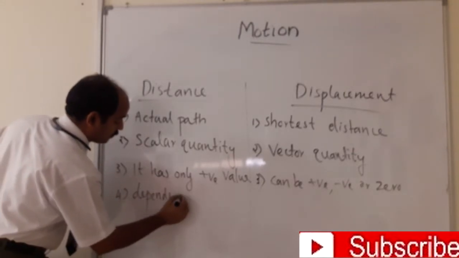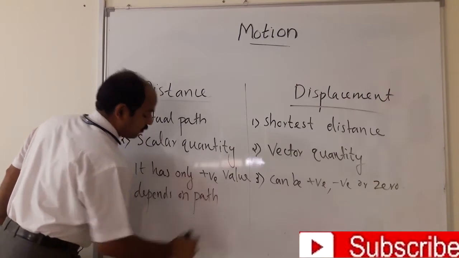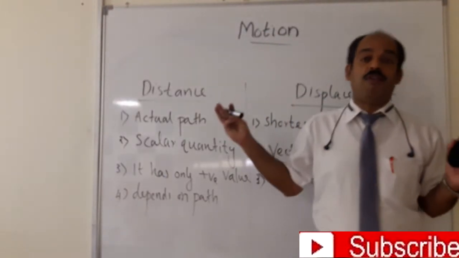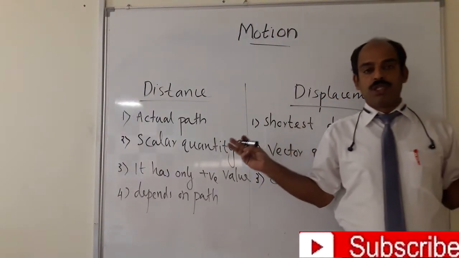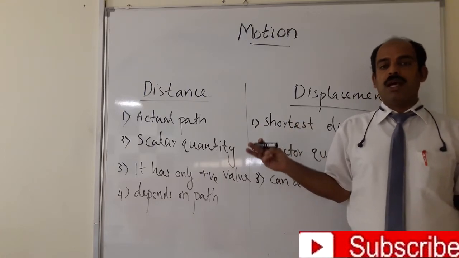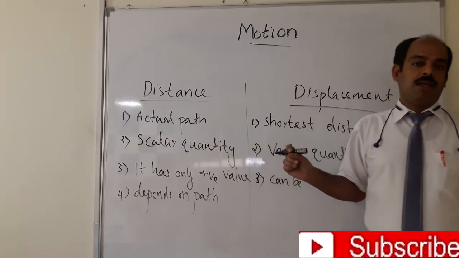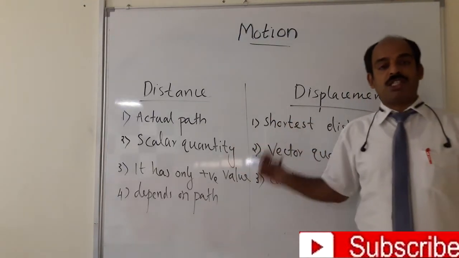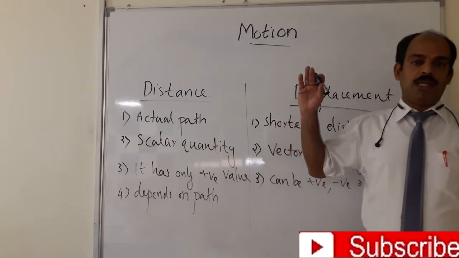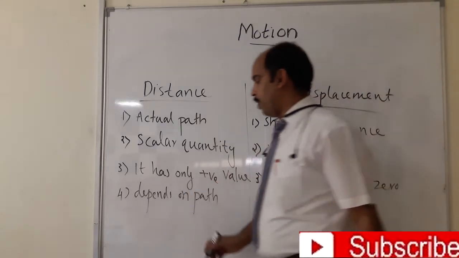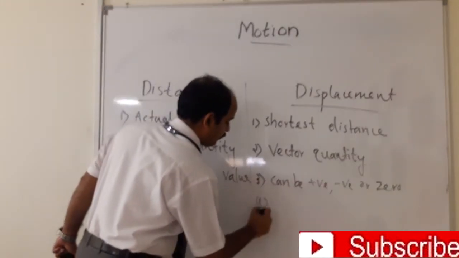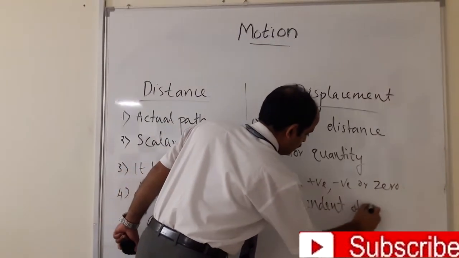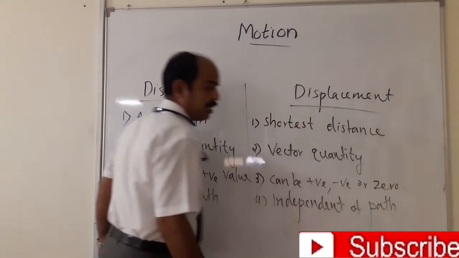Distance depends on path, right? It depends on path. So we have seen that three ways. The time taken by you depends on the path you have chosen, right? So if you are going through the second path, you will reach very fast. If you are taking the first path, it will take more time, right? Okay, so it depends on path. Then what about the displacement? It is independent of the path taken by the object.